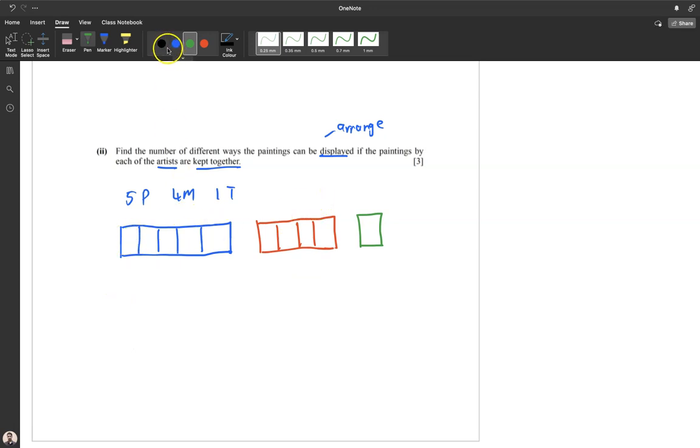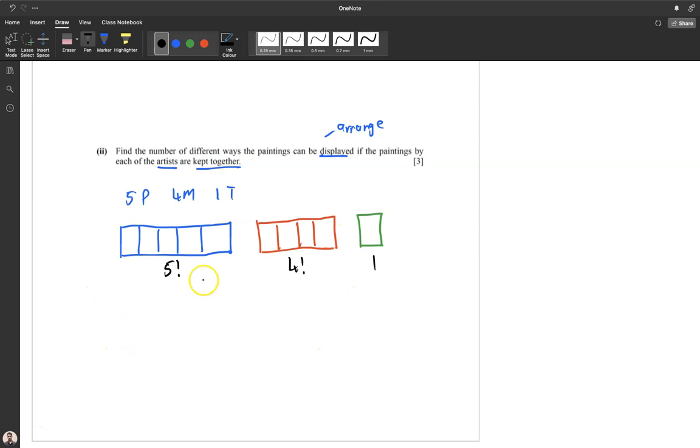Now imagine that I have to keep them together, but I can still arrange them in different ways. How many different ways can I arrange these 5 paintings that belong to Picasso? 5 factorial ways. For the Monet paintings, 4 factorial ways. For Turner, just 1 way. It doesn't really matter.